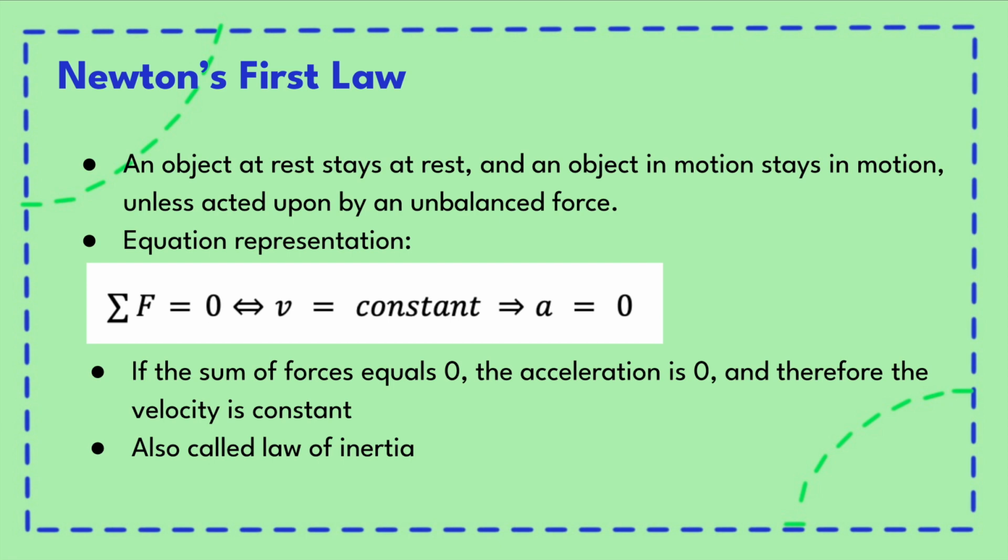What this means is that if the sum of forces equals 0, then the acceleration on that object is also equal to 0, and therefore the velocity of that object is constant. This is also often called the law of inertia.